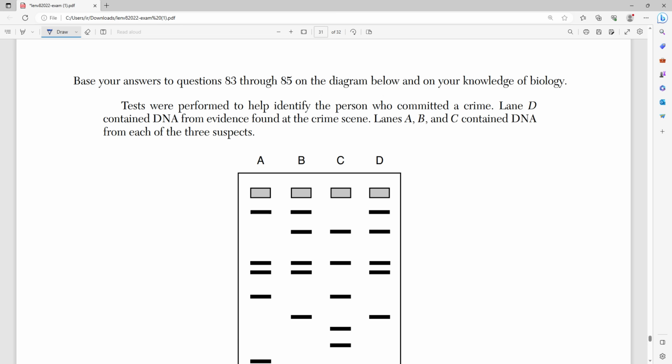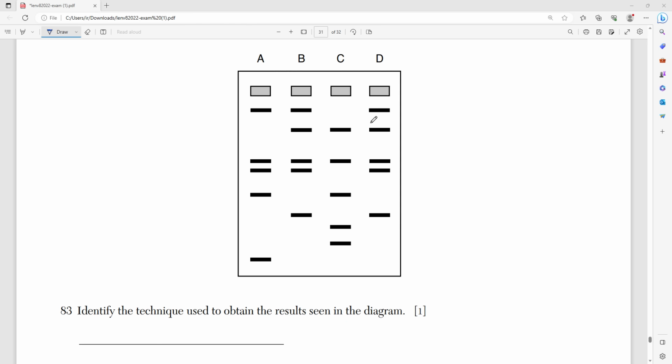So moving on to the last set of questions, 83 to 85, right? Tests were performed to help identify the person who committed a crime. Lane D contained evident DNA from evidence found at the crime scene. Lanes A, B, and C contained DNA from each of 3 suspects. Right. So what this is, is gel electrophoresis, right? This is also called DNA fingerprinting, but I know it better as gel electrophoresis.